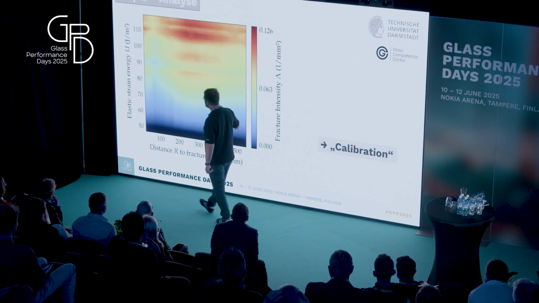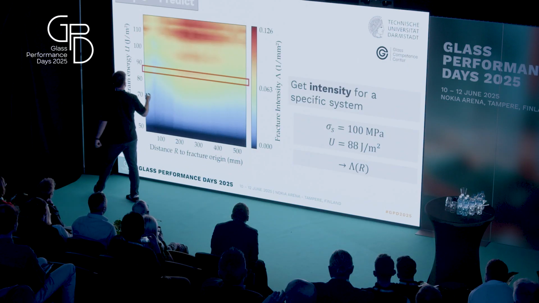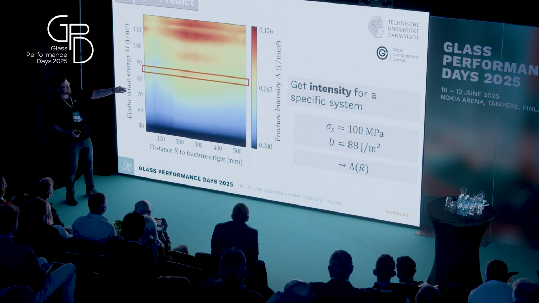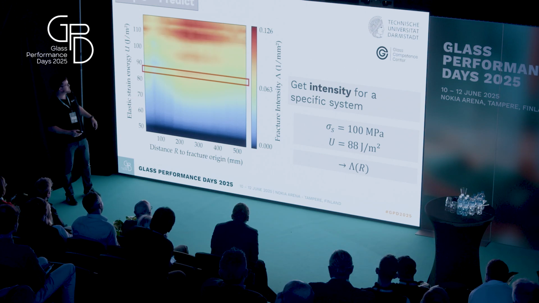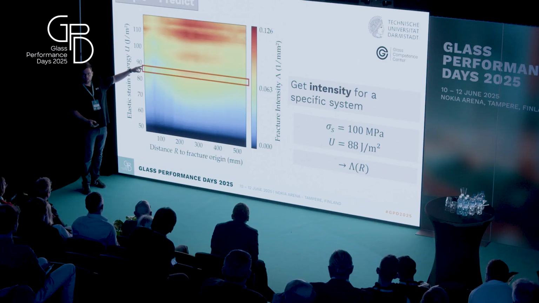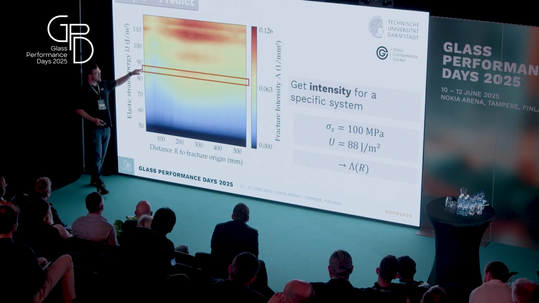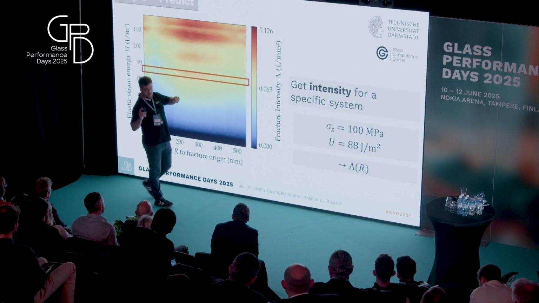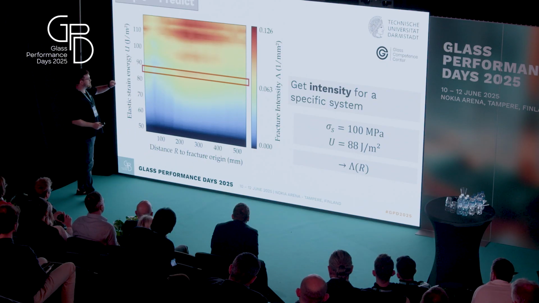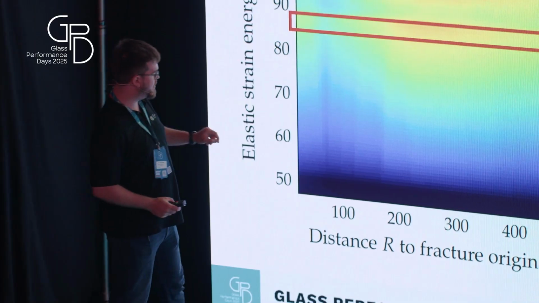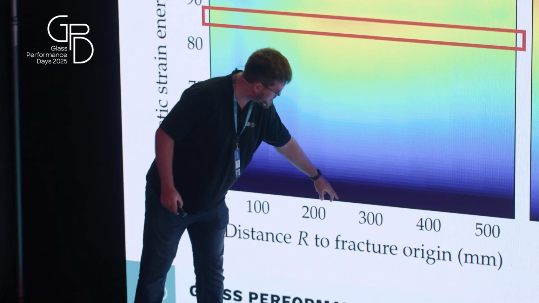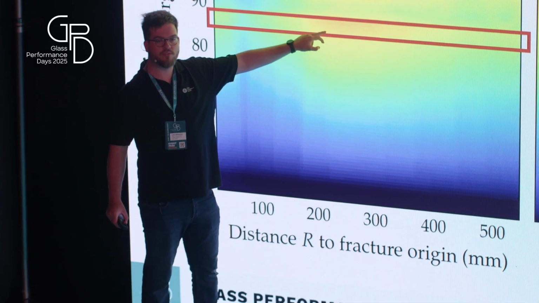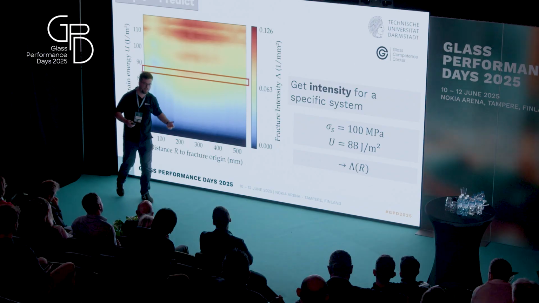And if we now want to, for example, look at a specific system with a pre-stress surface value of 100 megapascals, we just have to look into this y-axis line, and then we can use this line to say stochastically how large our fracture intensity is at a distance of, let's say, for example, 250 millimeters from the impact position, and we can then use that value to create our fracture pattern.